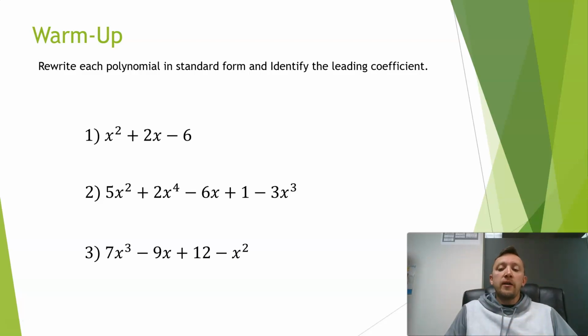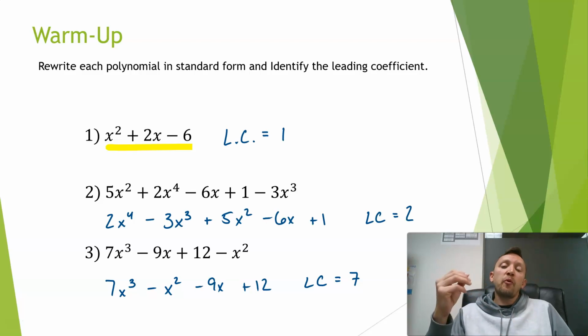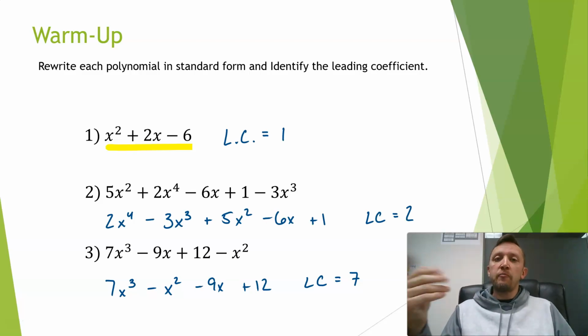All right, let's see how you did. So that first one is already in standard form. Remember, standard form means the exponents are going in descending order with the largest exponent first. So here the largest exponent is 2, then we have an exponent of 1 and no exponent. So the degree goes from 2 to 1 to 0. So the degree of that polynomial is 2. Didn't ask for that, but that's just a review.